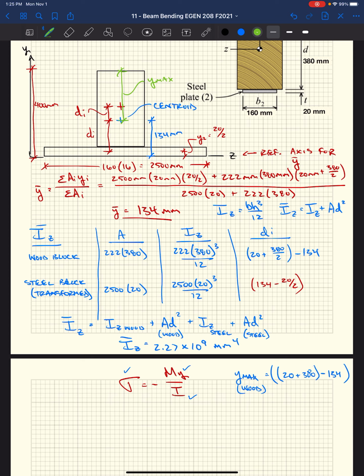Similarly, we need the y max for the steel. Well, that's just 134, right? And in this case, a negative, because we're going below the neutral axis, right? It's positive above, negative below. So we have negative 134.